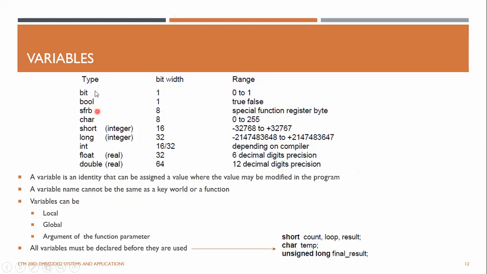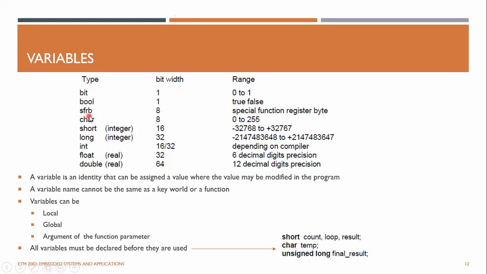So these are some variable types. If you define a bit, that variable can have only a single bit, either 0 or 1. The variable type is bit, where the value can be either 0 or 1. Boolean or bool has bit width 1, and it could be true or false. So you can use either bit or bool. For bool you have to define it as either true or false.